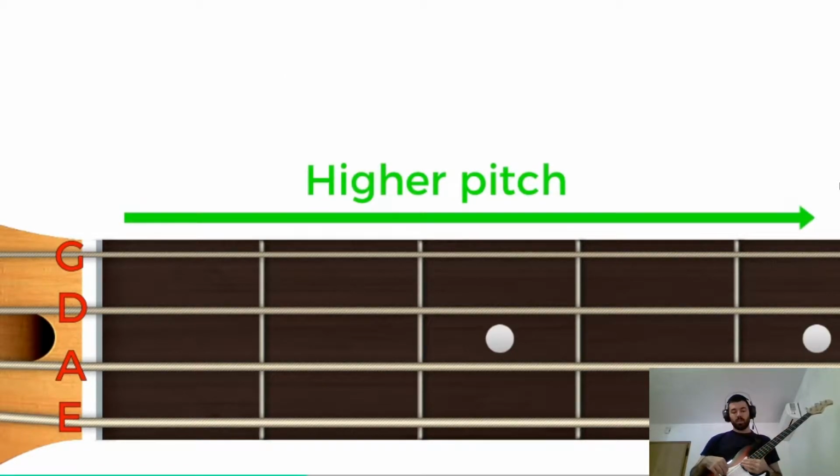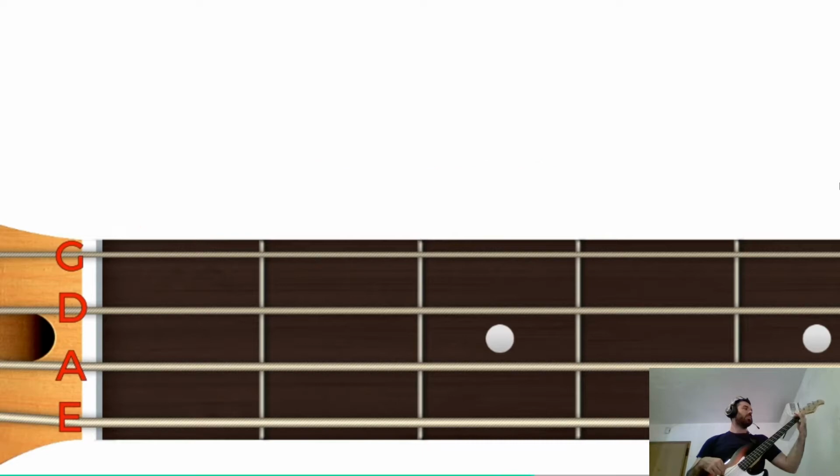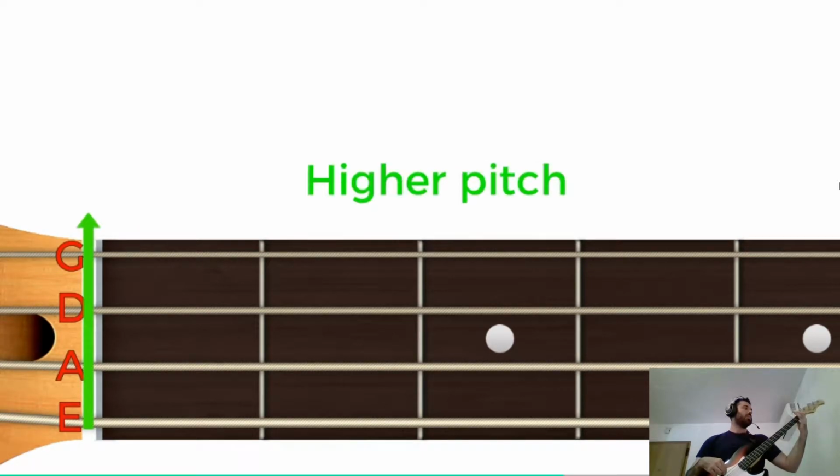So if I play frets 1, 2, 3 on the thickest string, you'll hear the pitch go up. 1, 2, 3. If I play 3, 2, 1, you'll hear the pitch go down. 3, 2, 1. You'll also notice that thinner strings play higher notes. So if I play each string starting from the thickest, you'll hear the pitch go up again.